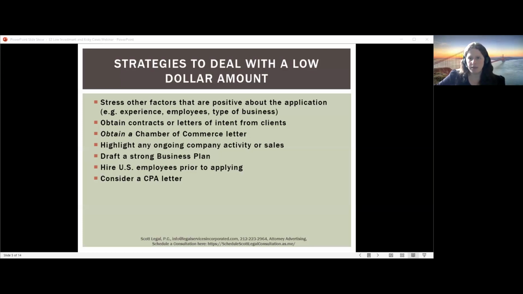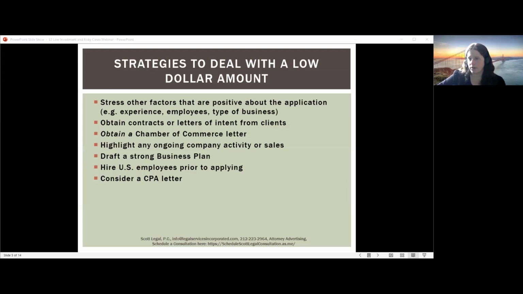You really want to be strategic about controlling everything you can, and making it as strong as possible. Especially for service-based businesses, it's very advantageous to have contracts and letters of intent to show that there's a demand for the services you're offering. You can also join a local chamber of commerce. If you meet with them, they're often willing to write letters indicating that they're excited about welcoming your business into their community.